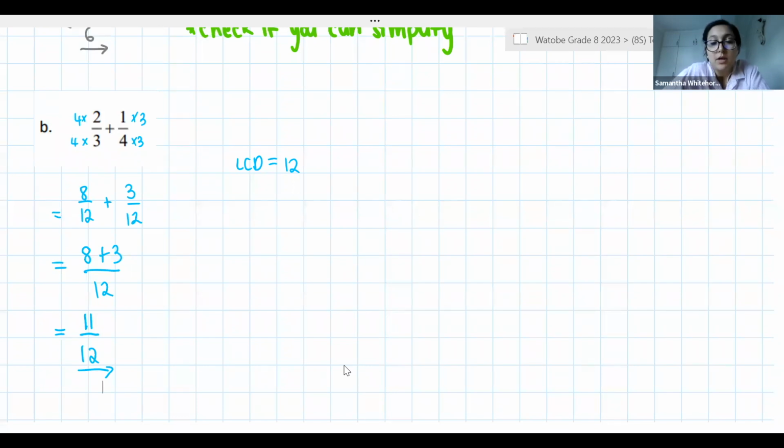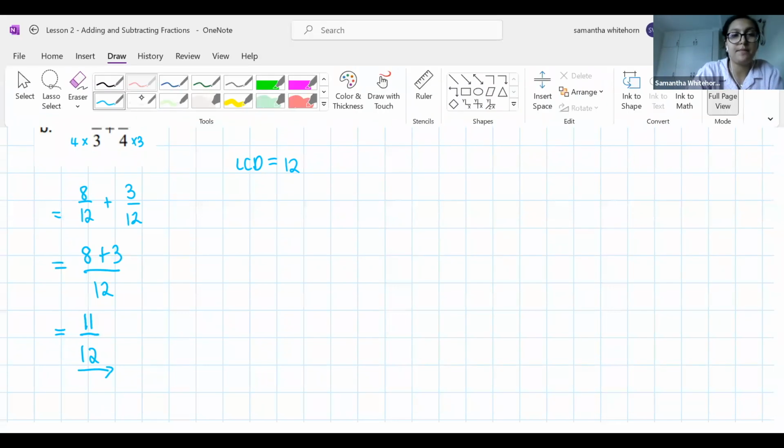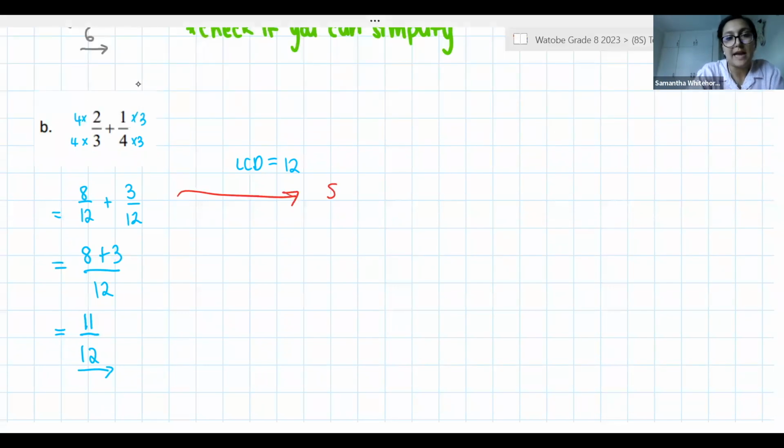So we can multiply by different values. The reason we can do that is because we want the denominators the same. Now, if the denominators are different, it means that I'm going to have to multiply by different things in order to make them the same. But if you have a look at this step over here, if you take 8 over 12 and you simplify it, you can divide both of those by 4.